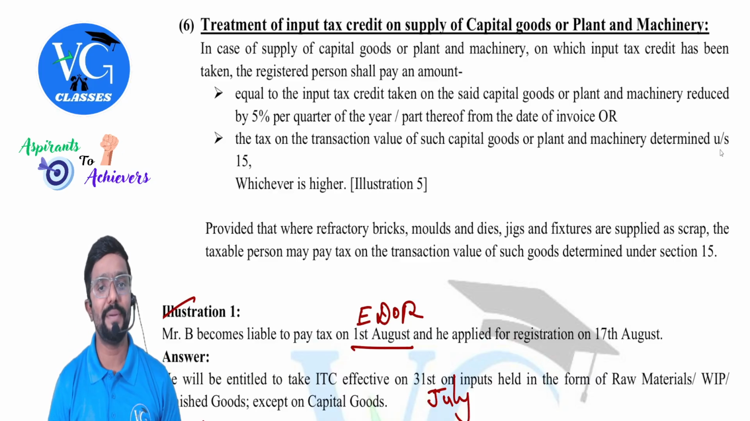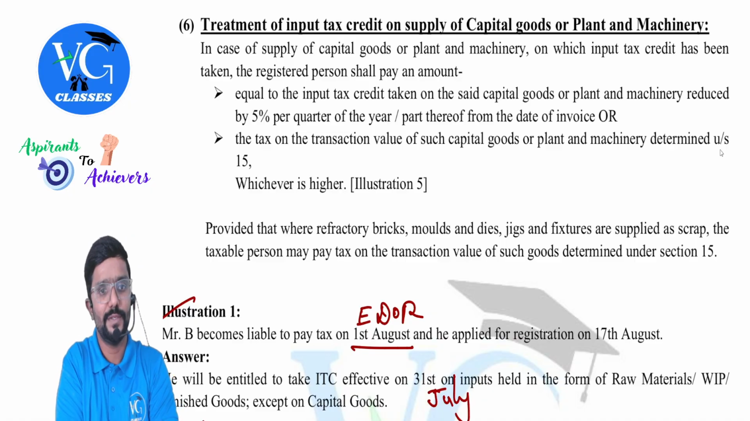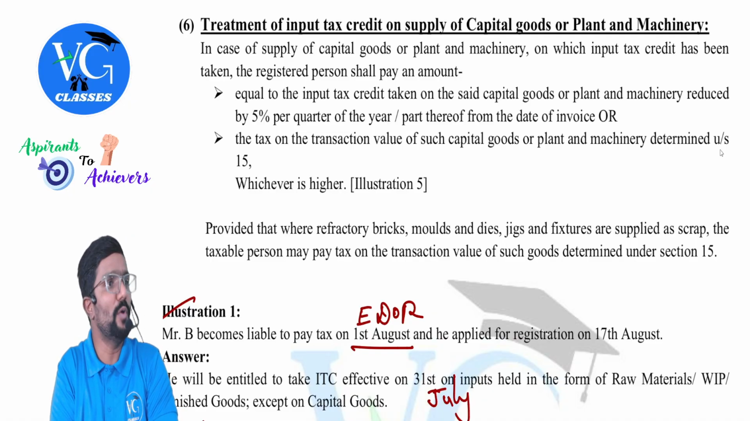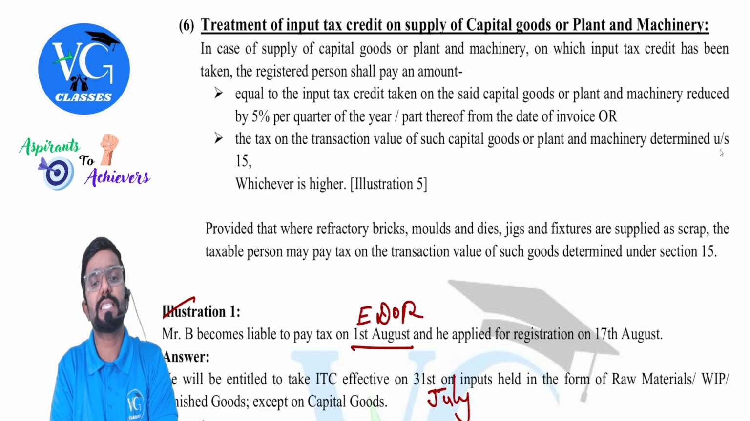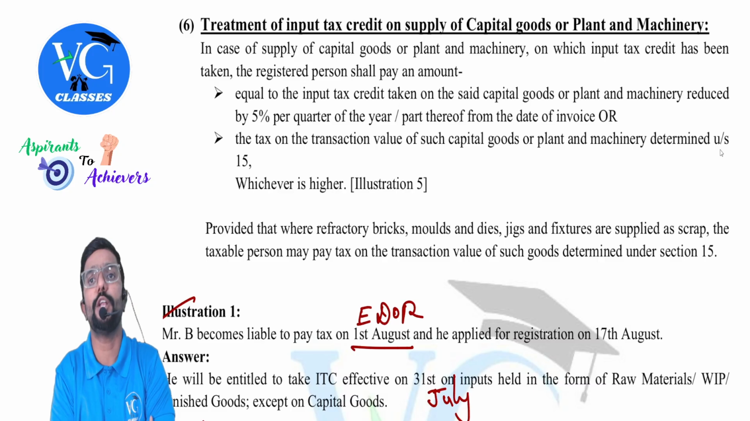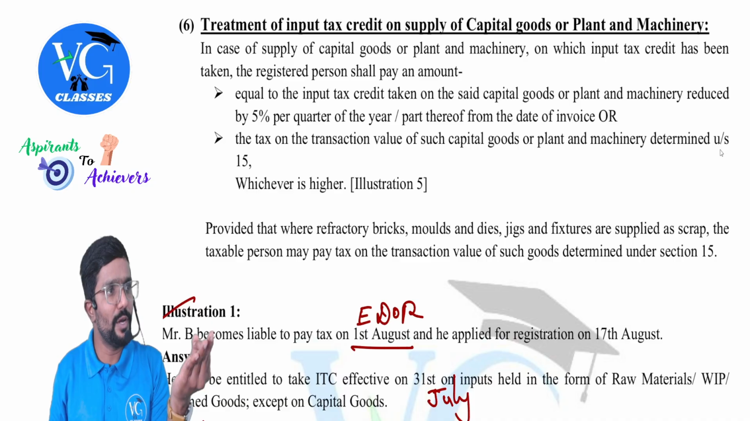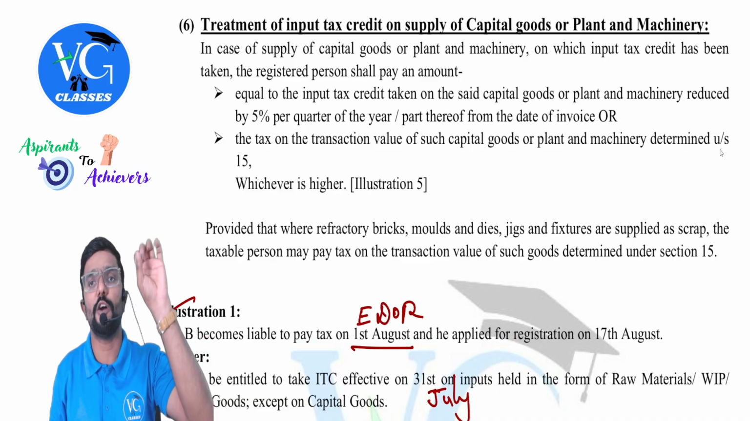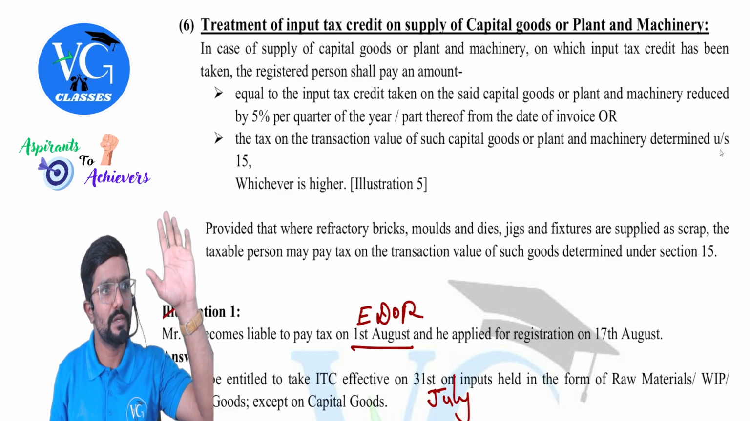In case of supply of capital goods or plant and machinery on which ITC has been claimed. Okay, we have already taken ITC when we purchased it. The registered person shall pay an amount. Now, when he sold it, what should he pay? Equal to the input tax credit taken on the said capital goods or plant and machinery, reduced by 5% per quarter of the year or part thereof from the date of invoice. Means, sir, I purchased, listen. I purchased capital goods on which I have paid a GST of 50,000. I have already claimed a credit of 50,000.